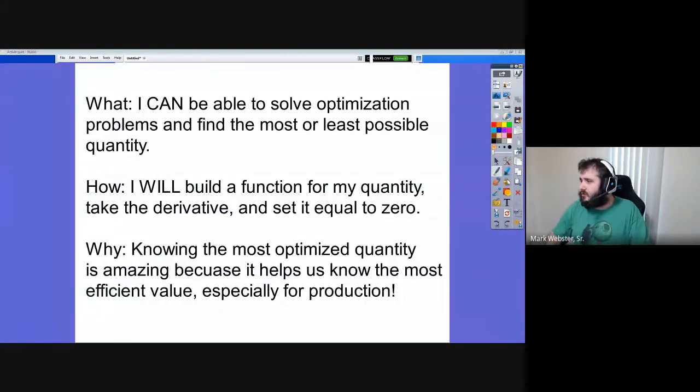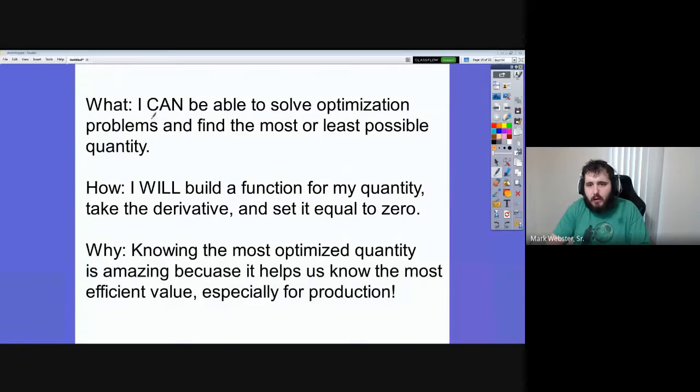Let's go ahead and get started now. So what are we doing today? We are going to be able to solve optimization problems and find the most or least possible quantity. How are we going to do this? We're going to build a function for our quantity. We're going to take the derivative and we're going to set it equal to 0.